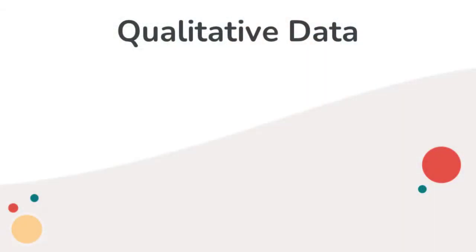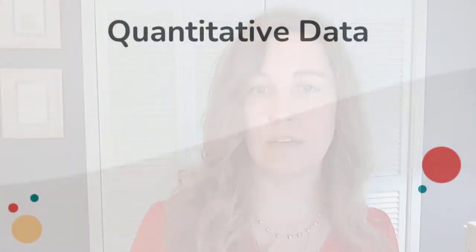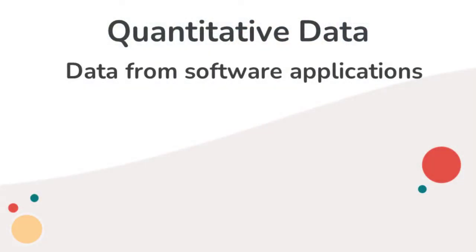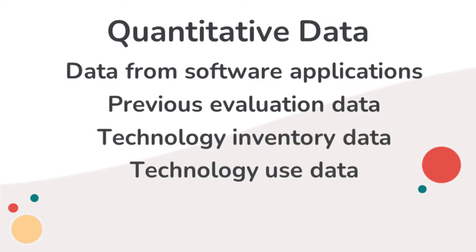Collection of both qualitative and quantitative data helps to tell a more complete story about technology implementation. An example of qualitative data might be observational narratives about the ways in which students are using the computers in the classroom. Some examples of quantitative data are the number of technology devices available or the number of professional development hours offered. Quantitative sources might include data from software applications, previous evaluations, technology inventories, and use. Qualitative data sources could include meeting minutes when technology purchasing plans were discussed and decided.